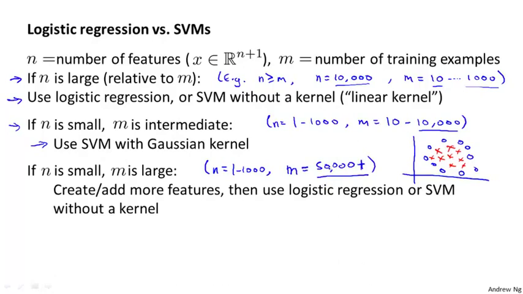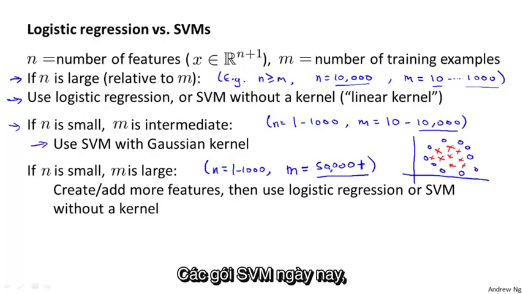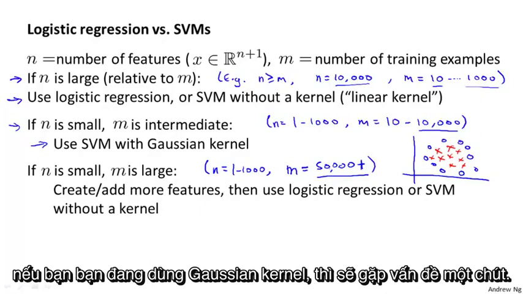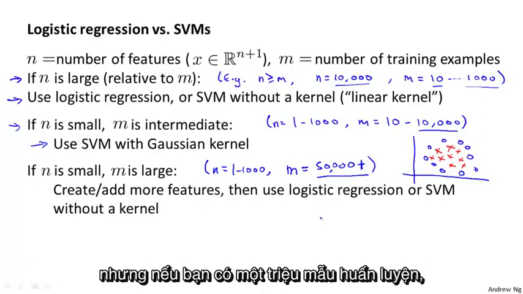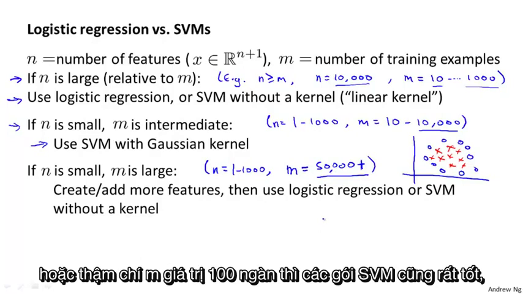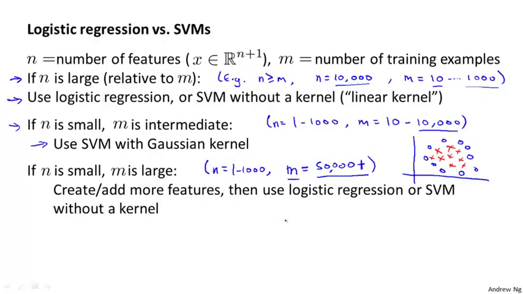So if this is the case, then an SVM with a Gaussian kernel will be somewhat slow to run. Today's SVM packages, if you're using a Gaussian kernel, tend to struggle a bit. If you have maybe 50,000 examples, that is okay, but if you have a million training examples, or maybe even 100,000, with a massive value of m, today's SVM packages are very good, but they can still struggle a little bit when you have a massive, massive training set size and you're using a Gaussian kernel.